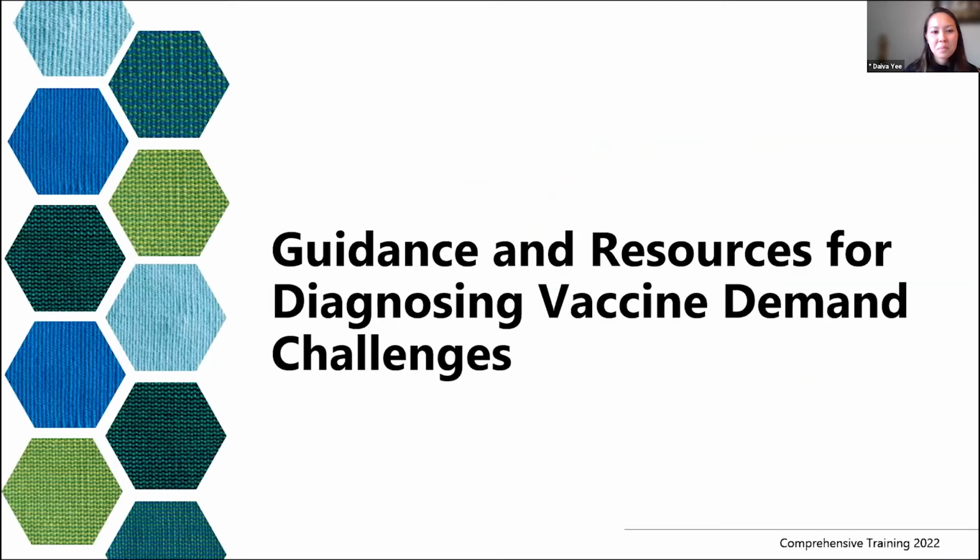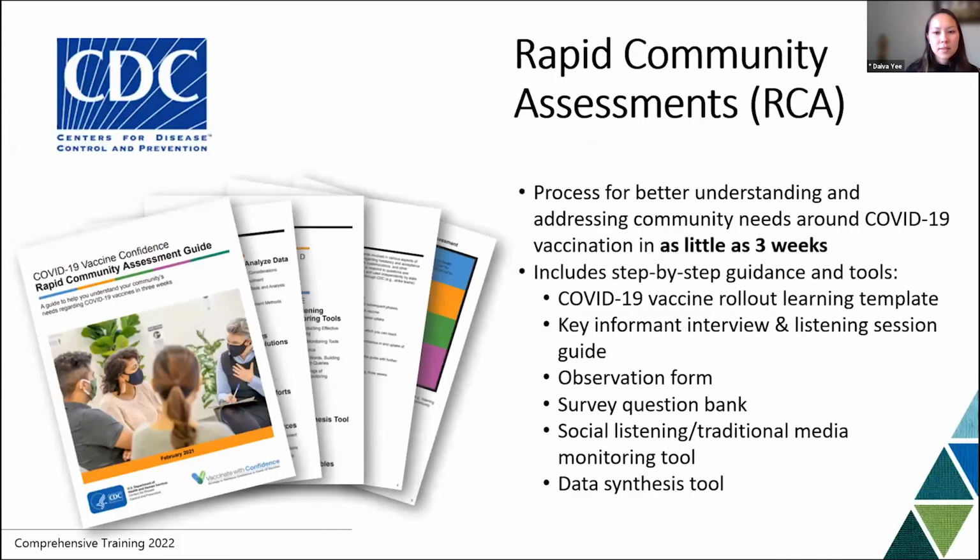Next slide, please. So here are a few guidance and resources for diagnosing vaccine demand challenges. So I've talked a lot about rapid community assessments. This is a guide that our team at CDC has put together. It's very robust, and it's a process for better understanding and addressing community needs around COVID vaccination specifically, but can be used for other vaccines as well. And it can be done in as little as 3 weeks, so very rapid. It includes step-by-step guidance and tools.